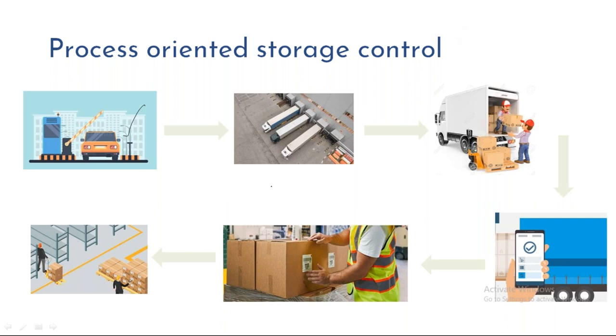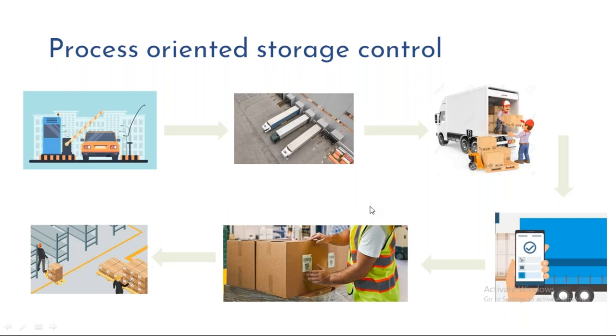So this is about the process-oriented storage control. Again, if I speak about a receiving process, if I just reverse it, it will be a shipping process. So how will the shipping process work? Again, it is the same. First, we have to identify where the stock is available, then pick the stock from that location or from that rack and move it to a packing area and complete your packing related activities, because without packing, we don't really issue the stock to any customer, correct?